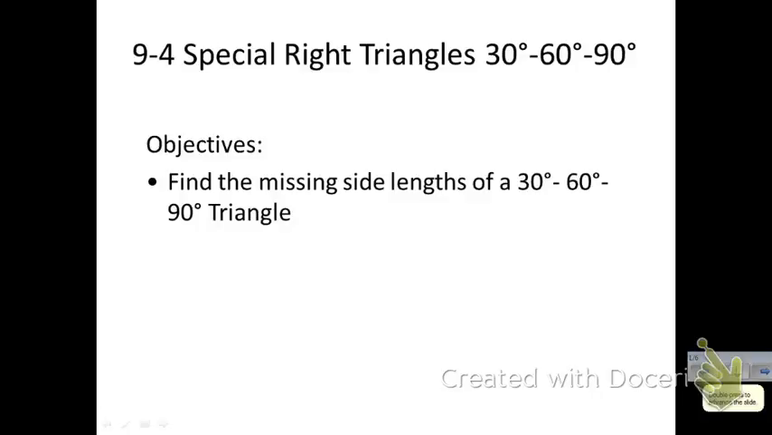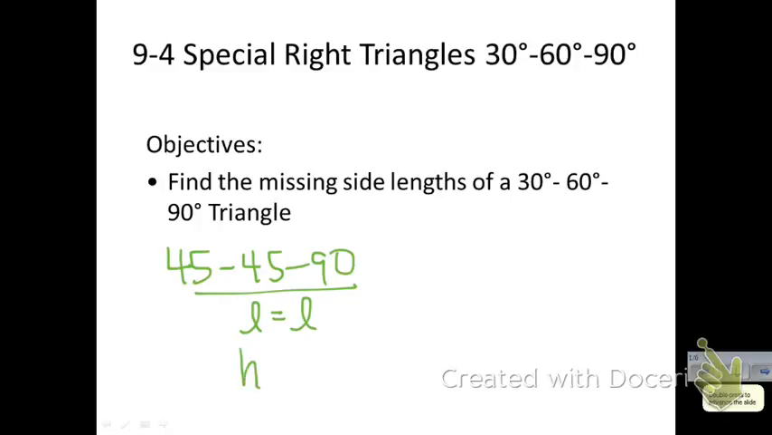Today in class we talked about your 30, 60, 90s, your special right triangles, and we also reviewed our formulas for the 45, 45, 90s. So we said, first of all, we have leg equals leg. Second of all, that the hypotenuse is equal to the leg times root 2, or the hypotenuse is root 2 times bigger than the leg.